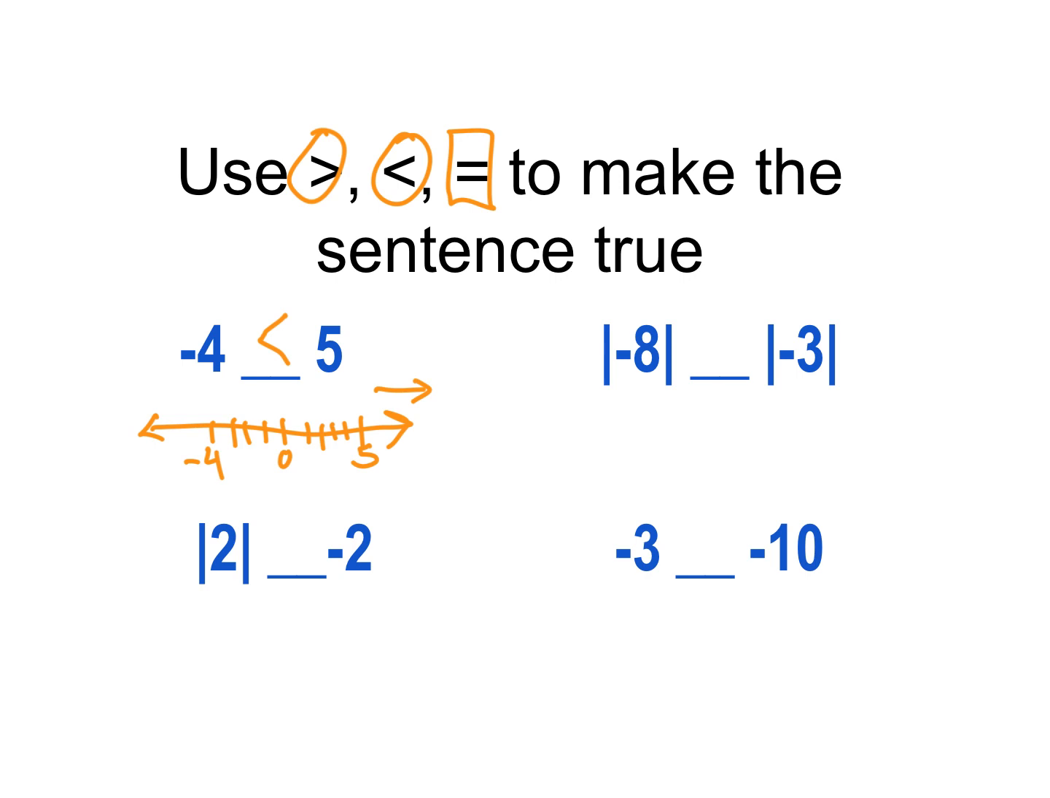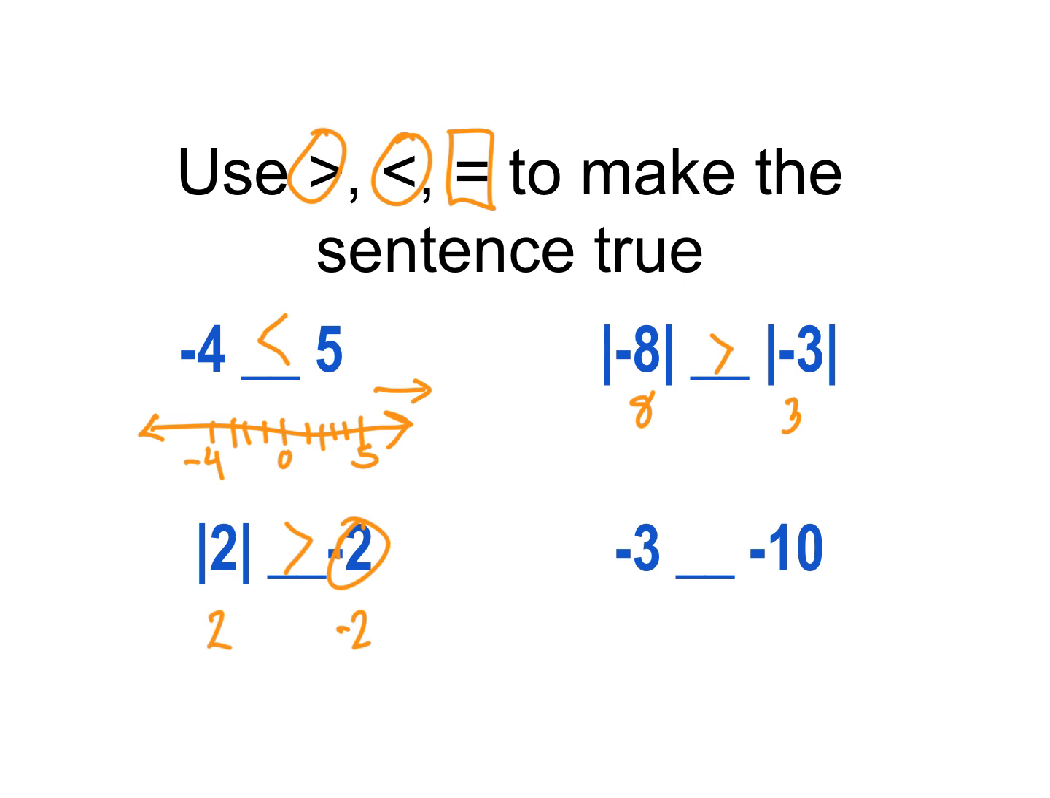Okay, so absolute value of -8. Again, it went through the car wash. It comes out as an 8. This one goes through the car wash. It comes out as a 3. What's bigger, 8 or 3? 8, that's right. Absolute value of 2 is 2. -2 is -2, because see, there's no absolute value on that. So which one's bigger? The absolute value of 2.